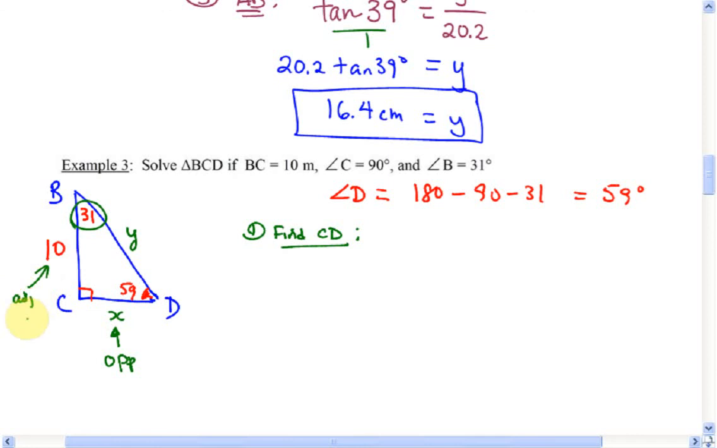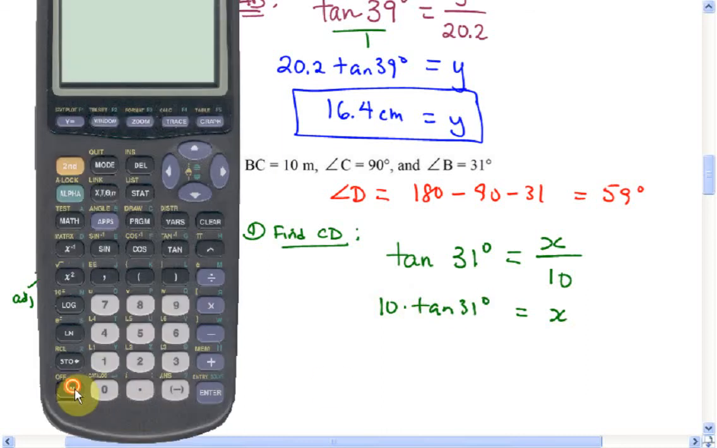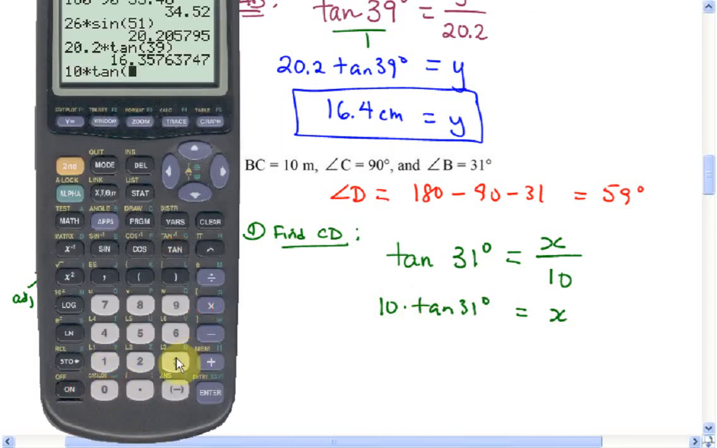O and A. Which trig ratio should I use? Sohcahtoa says use tangent. Right. So tangent of theta. Now I know what theta is. It's the number 31. So tangent 31 equals the opposite, which is x, divided by the adjacent, which is 10. So if I want to solve for x in this case, x equals 10 times tan 31. And I'll bring out my calculator. 10 times tan 31 is equal to 6.